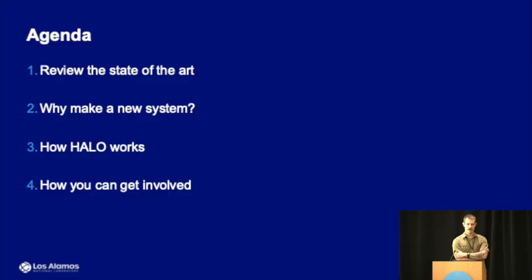I'm going to start by reviewing the state of the art, what high availability in Lustre looks like today. And then I'm going to talk a little bit about why at Los Alamos we're not really satisfied with the status quo and why we're interested in making a new system. Then I'll introduce that new system, which is called Halo. I'll explain what it is, how it works, how you can use it, and then finally, if you're interested in trying it out yourself or getting involved in some way, I'll let you know how you can do that.